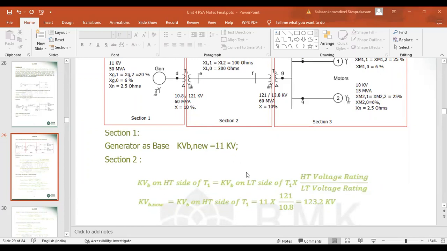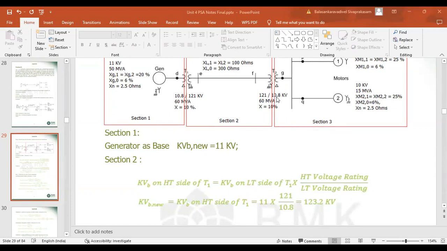So this 11 kV has to be taken for the kVB on the LT side of the transformer, and for the HT and LT voltage ratings, we take 121 and 10.8. So the equation becomes 11 into 121 divided by 10.8. If you substitute and simplify, the answer will be 123.2 kV. So for section 2, its kVB new is equal to 123.2.